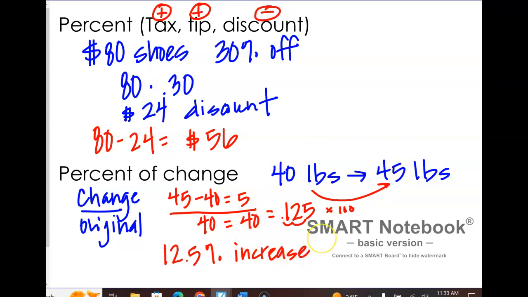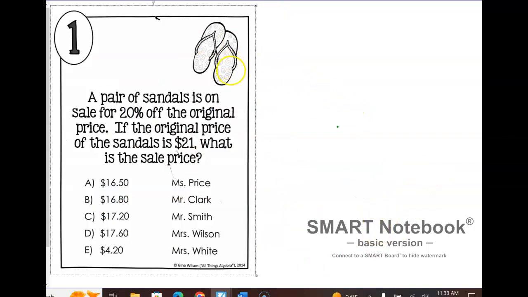So those are the two types of problems you're going to see, just calculating tax, tip, or discount, or percent of change. So you can just refer back to these two problems on how you're going to do these, but you're going to get a Mad Libs. So you're going to get questions at your table group, work through them, show your work on your sheet, and then you'll select the correct answer and you'll fill that in the Mad Libs sheet.